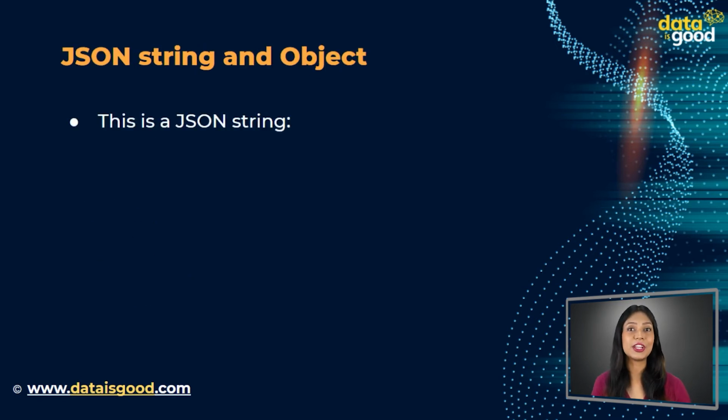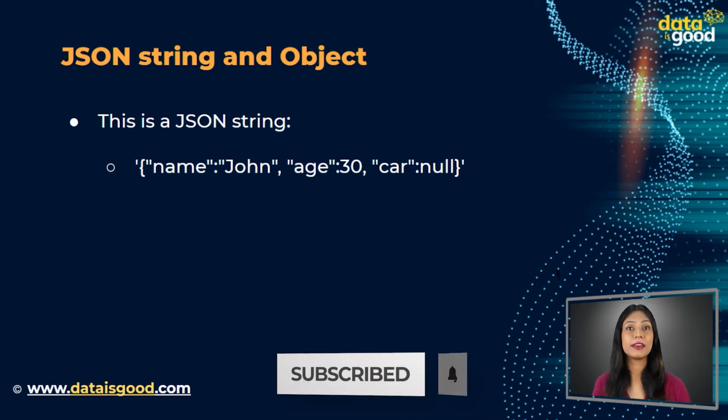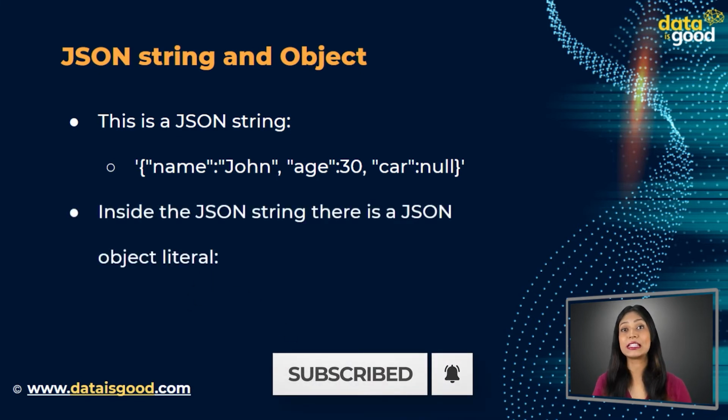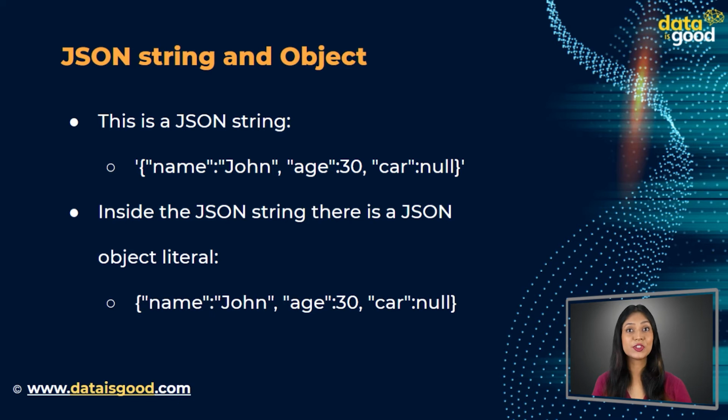This is a JSON string: {name: John, age: 30, car: null}. Inside the JSON string, there is a JSON object literal: name: John, age: 30, car: null.